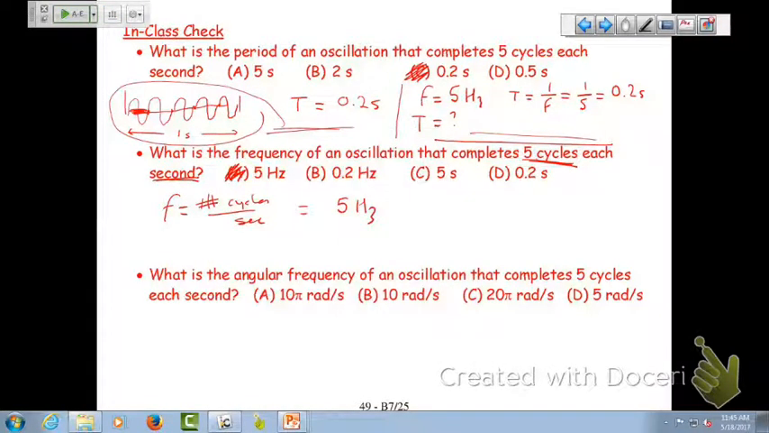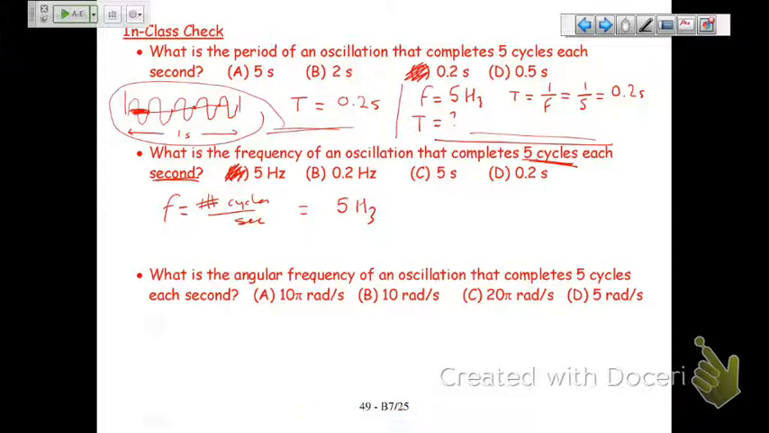Angular frequency. So my angular frequency is my omega. And what else do I have? 5 cycles each second. My frequency is equal to 5 hertz. And omega is equal to what? 2 pi f. I learned that, so that's going to be 2 pi times 5, which equals 10 pi, and it's going to be radians per second.